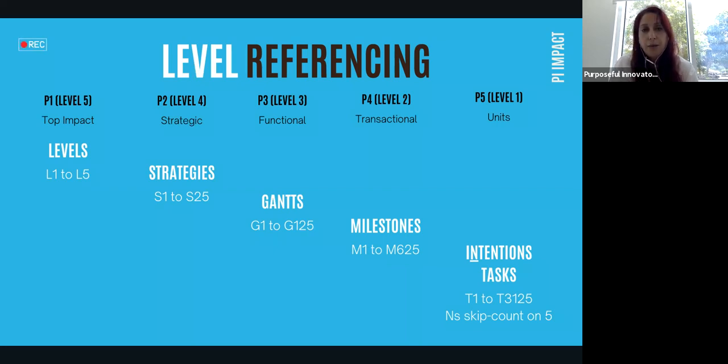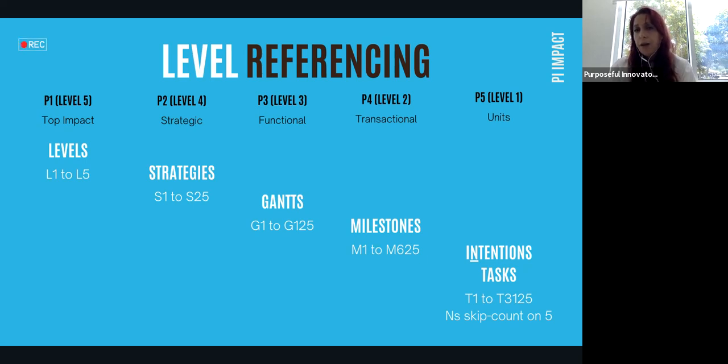Power of 2, which is our level 4, the strategic level, we call them strategies. We've got S1 to S25, so that we can differentiate between them. Power of 3, which is our functional levels, we use project management Gantt charts to manage our projects. So we've given those P1, P2, P3, P4, P5 to differentiate. We've called them Gantts, and G1 to G125 with regards to their referencing. Power of 4, which is more the transactional level 2, we found that they were milestones that actually can be achieved, and that's M1 to M625.